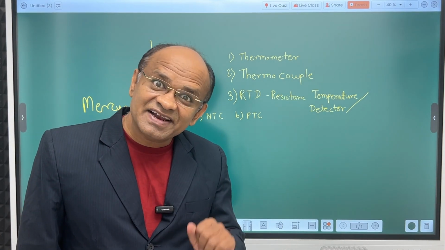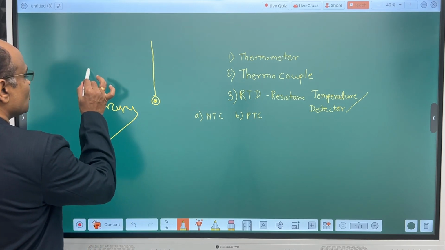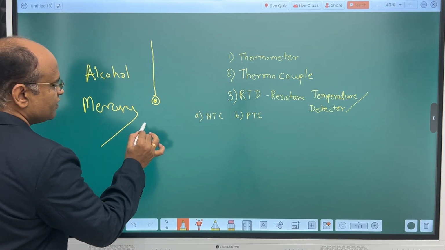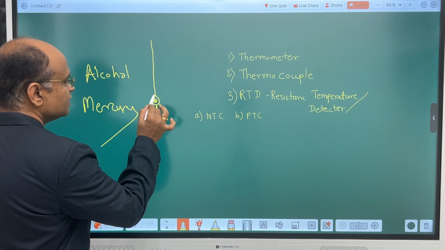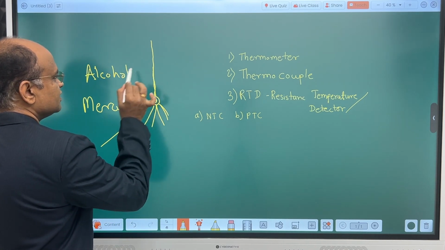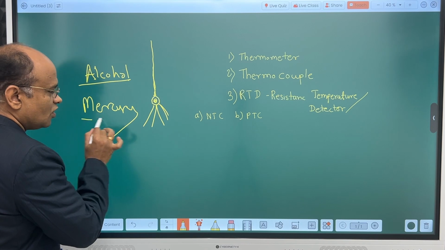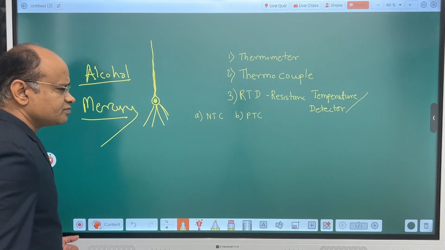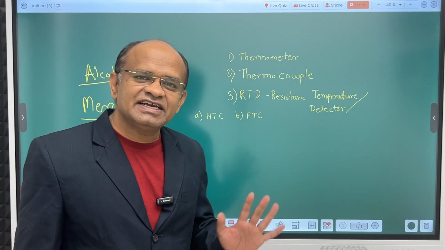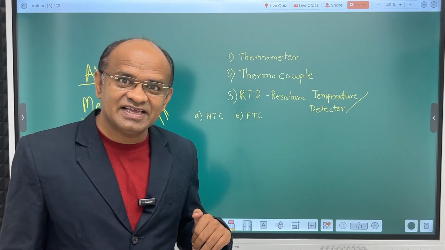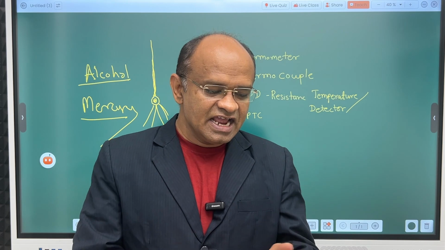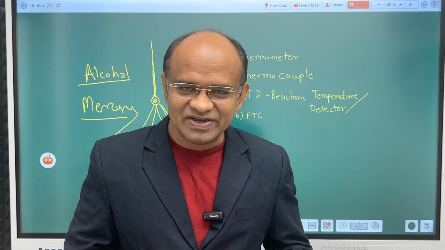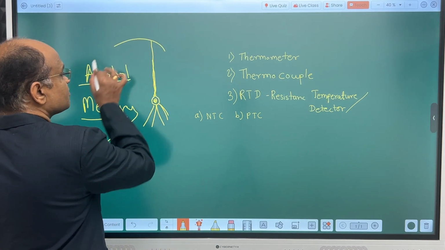But there is another element which is used, which is alcohol. So whenever we heat this bulb, the alcohol or mercury will expand and go up. Now, as per temperature, it is calibrated. Some standard is taken against which it is calibrated, and that is how these thermometers work.